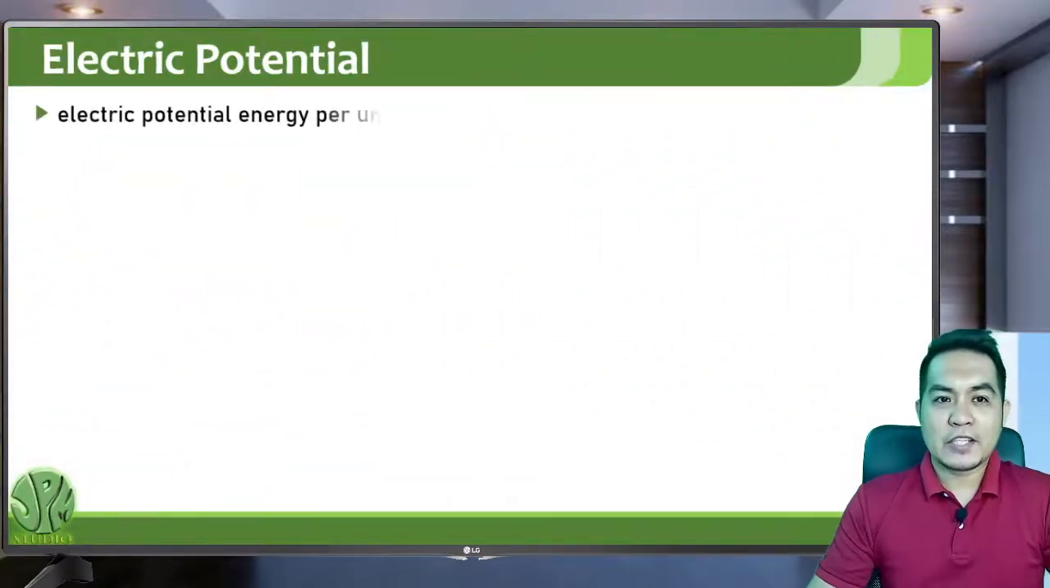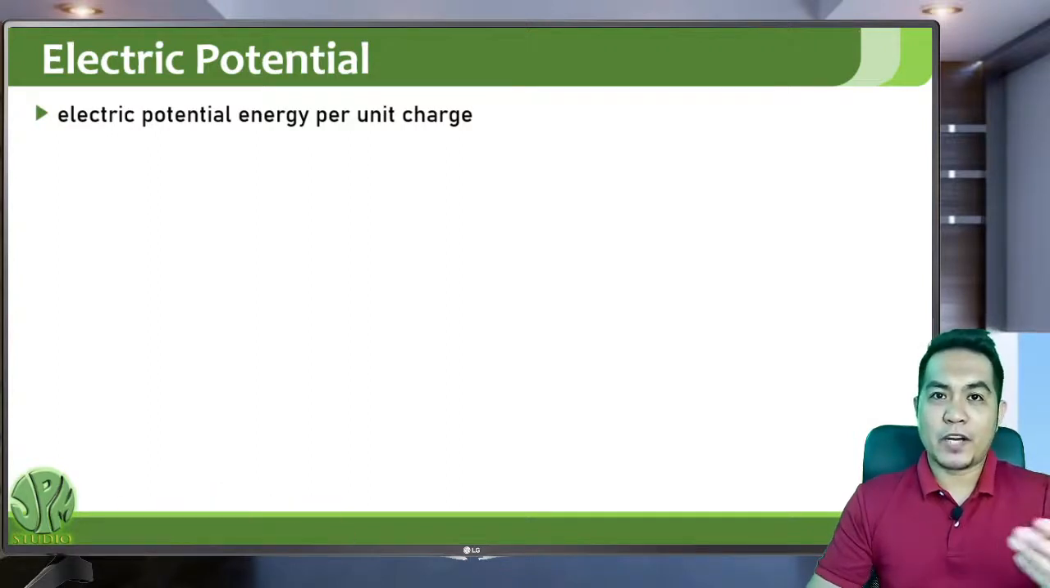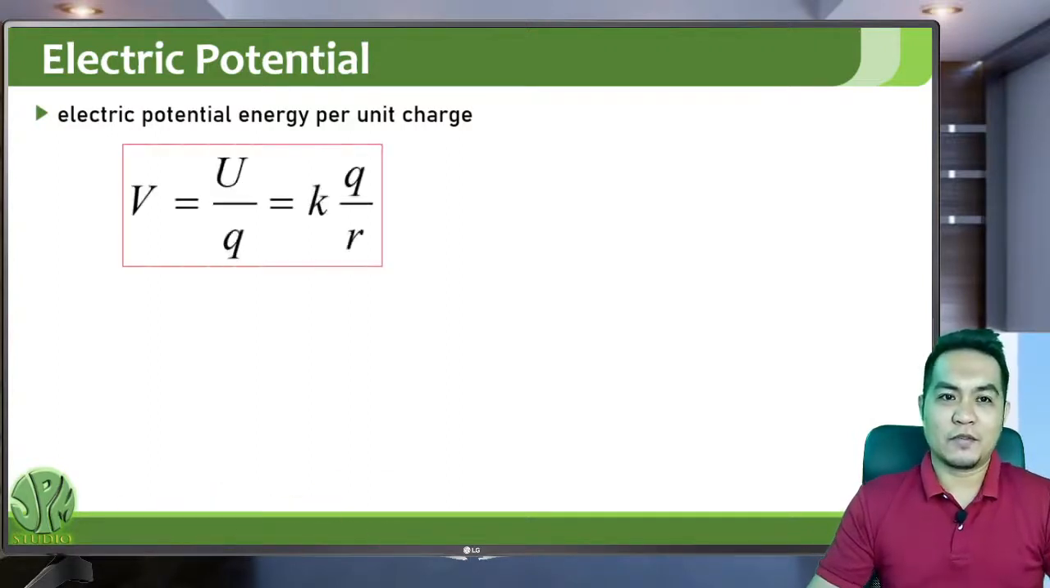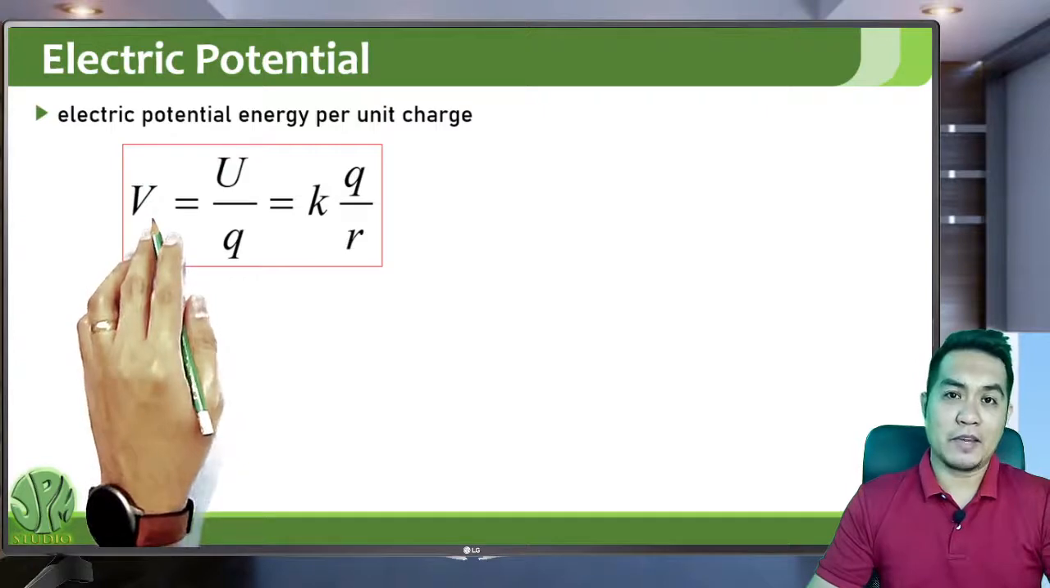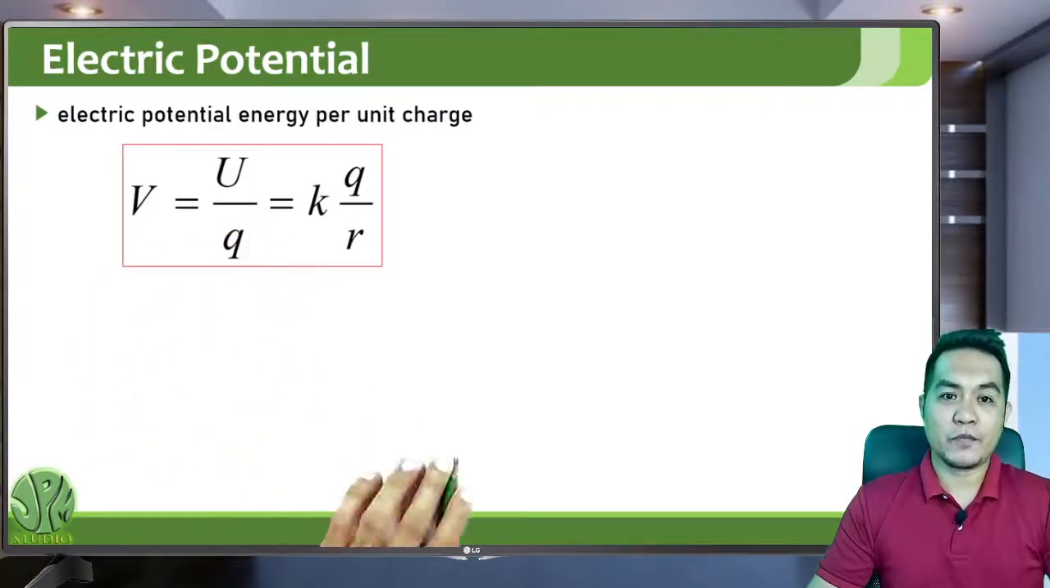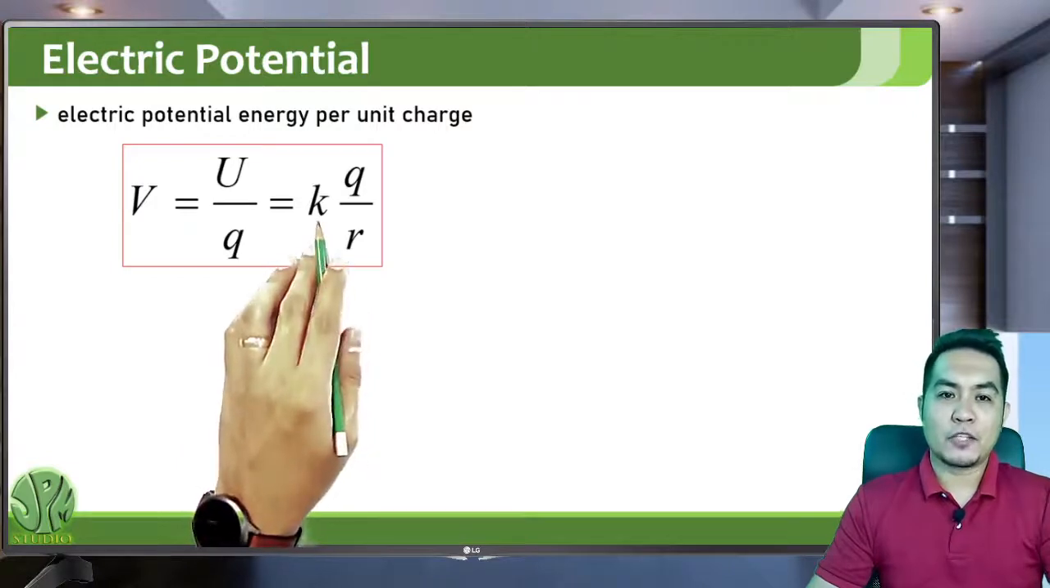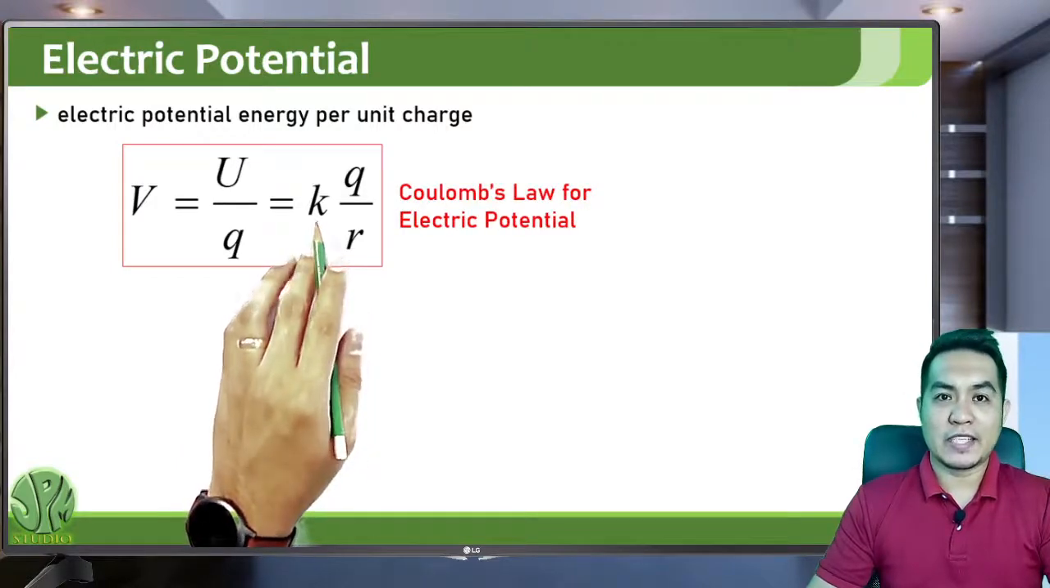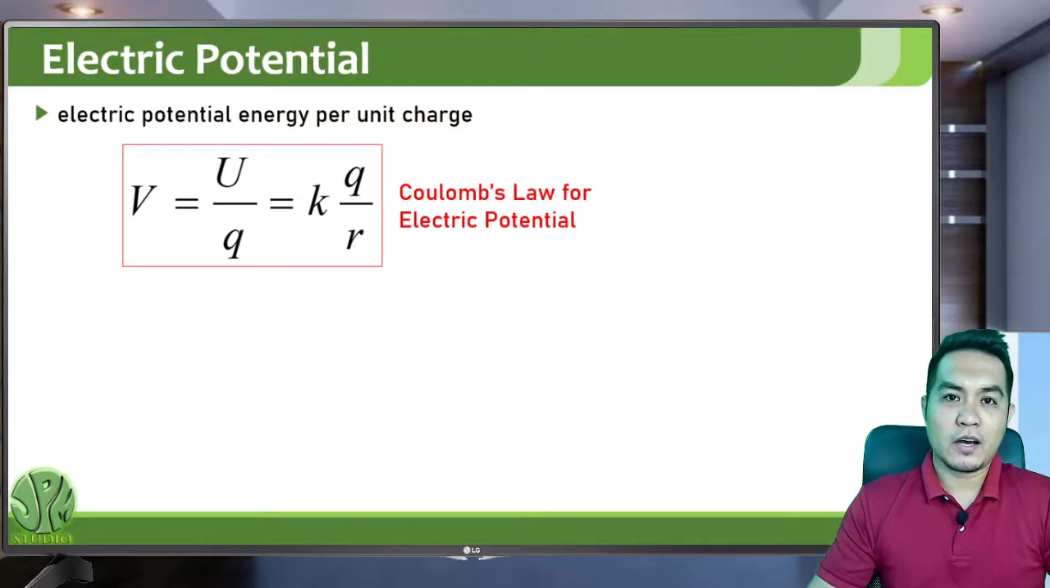So electric potential is just describing electric potential energy on a per unit charge basis. The electric potential has a symbol V. It's U over Q, the potential energy per unit charge. Its Coulomb's law form is KQ over R.